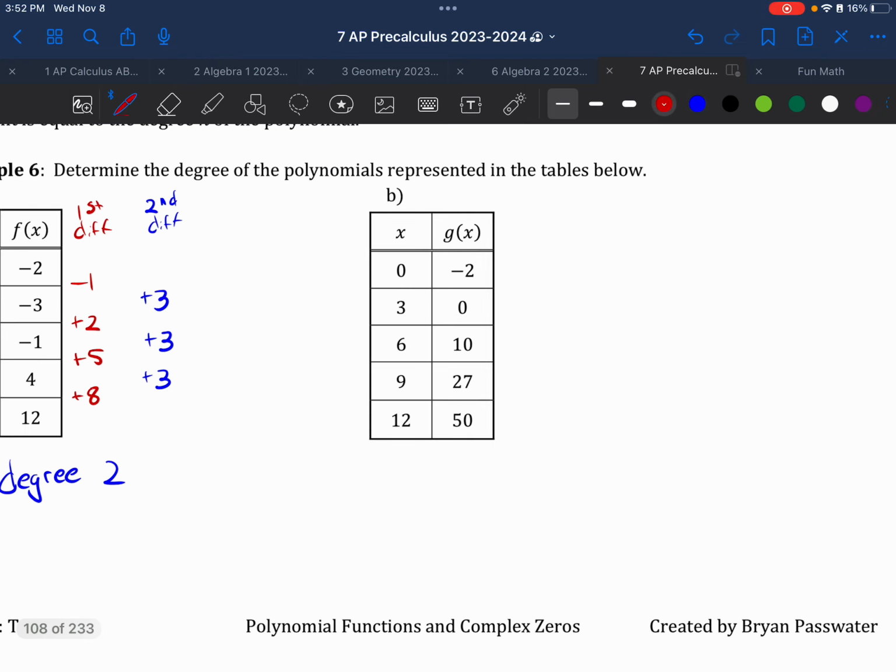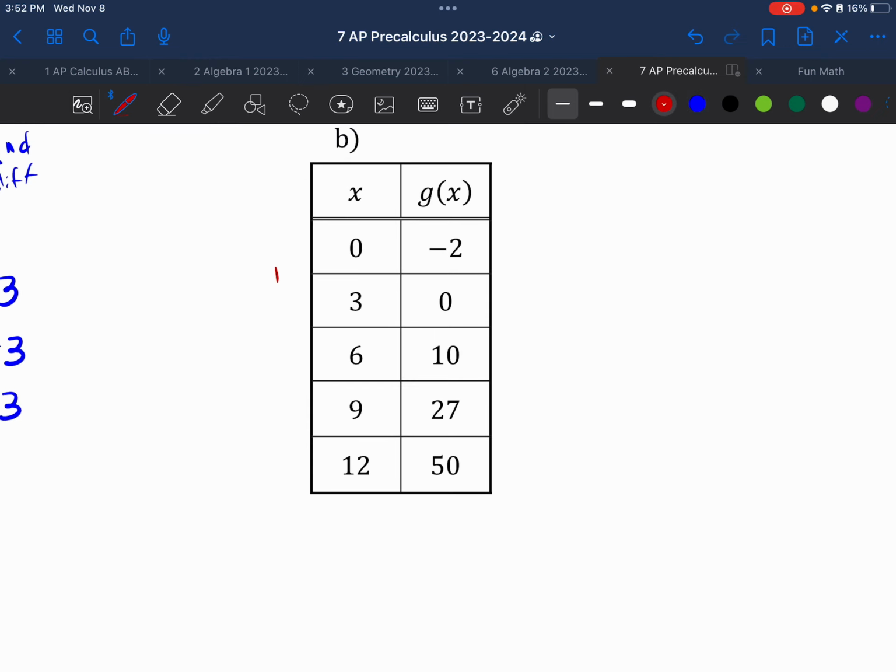All right, let's do part B. Are we allowed to look at first, second, third differences, etc.? Do +3, +3, +3, +3. Because all of these are constantly increasing by the same number, it's a constant increase, we are allowed to look at first, second, and third differences, and fourth and fifth, etc., etc. So let's look at the first differences.